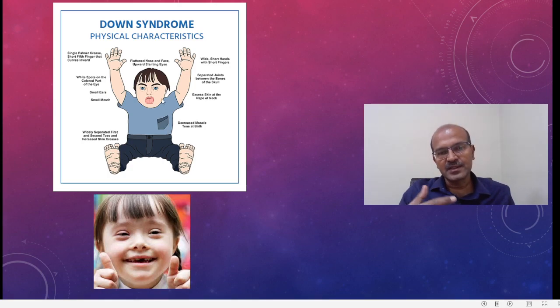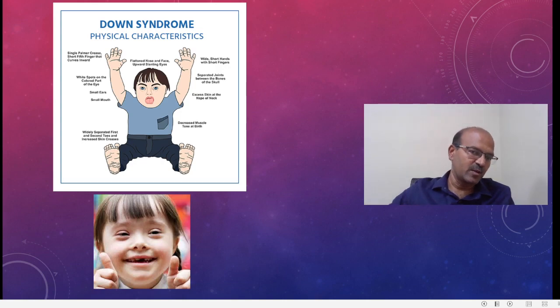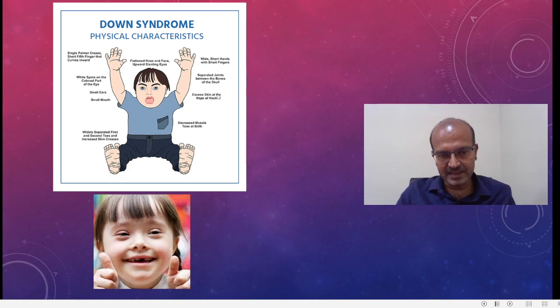These children are at risk of different conditions like leukemias. Heart disease is very common. Gastrointestinal abnormalities are common as well. This is an example of one of the commonest trisomies. The incidence is about 1 in 700 to 1 in 800.